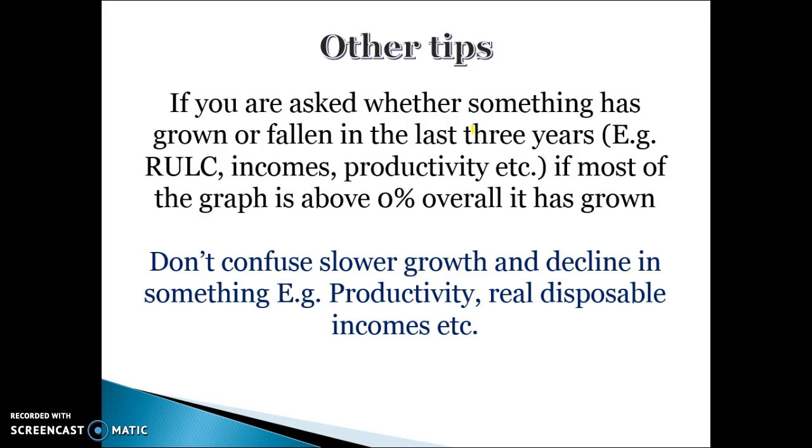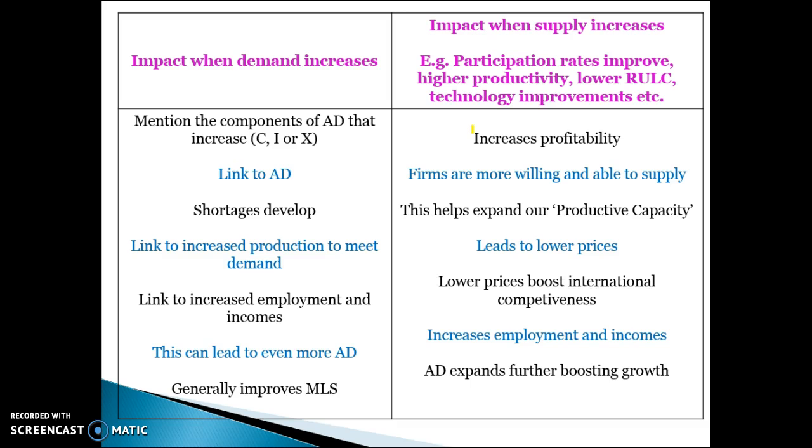Okay, just be really mindful that if you are asked whether something has grown or fallen in the last 3 years, so if it's like productivity or real unit labour costs, if most of the graph is above 0%, then overall that factor has increased. There's a difference between slower growth and a decline in something. So make sure that if productivity growth is slowing down, but it's still above 0, that you refer to it as slower growth, whereas if it's below 0, then you can refer to it as negative growth or a fall.